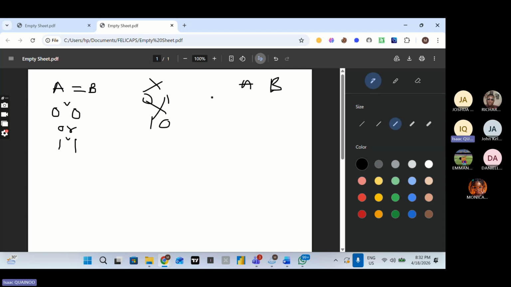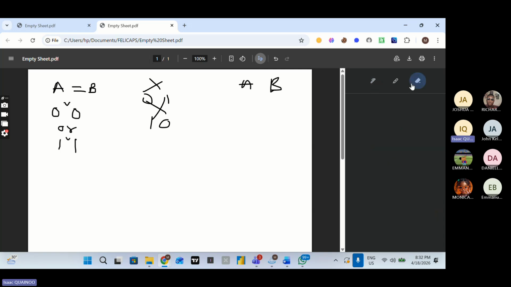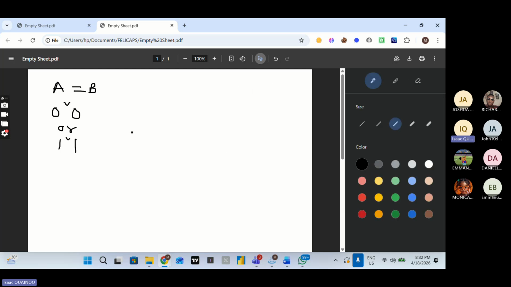Now let us all analyze very well. Is there any other scenario where you can get equality when you are comparing 1-bit binary numbers? No, it's not possible. So these are the only two scenarios that return an output value of 1: when A is 0 and B is 0, or when A is 1 and B is 1.